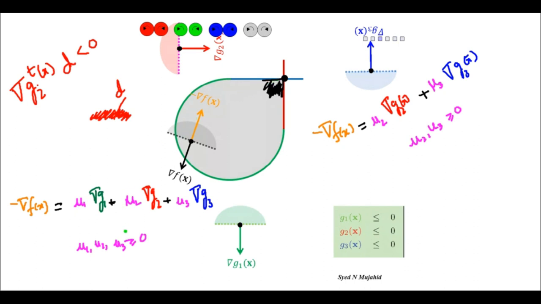Now, to make mu 1 0, we can say it like this. Either the constraint should be active, or the corresponding scalar mu should be 0. What is the meaning of the constraint being active? What is the meaning of, let us say, the constraint g2 of x less than or equal to 0 being active at x bar?